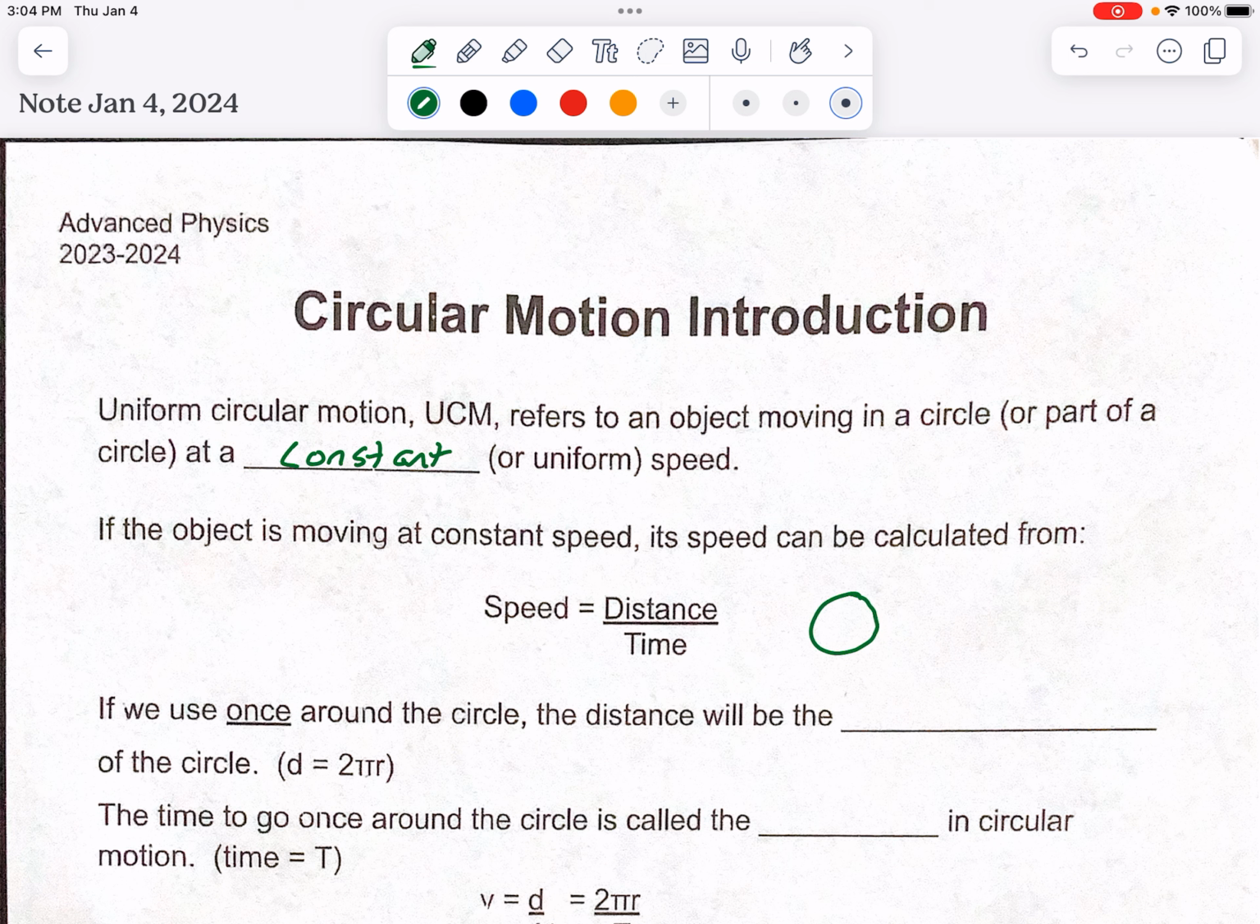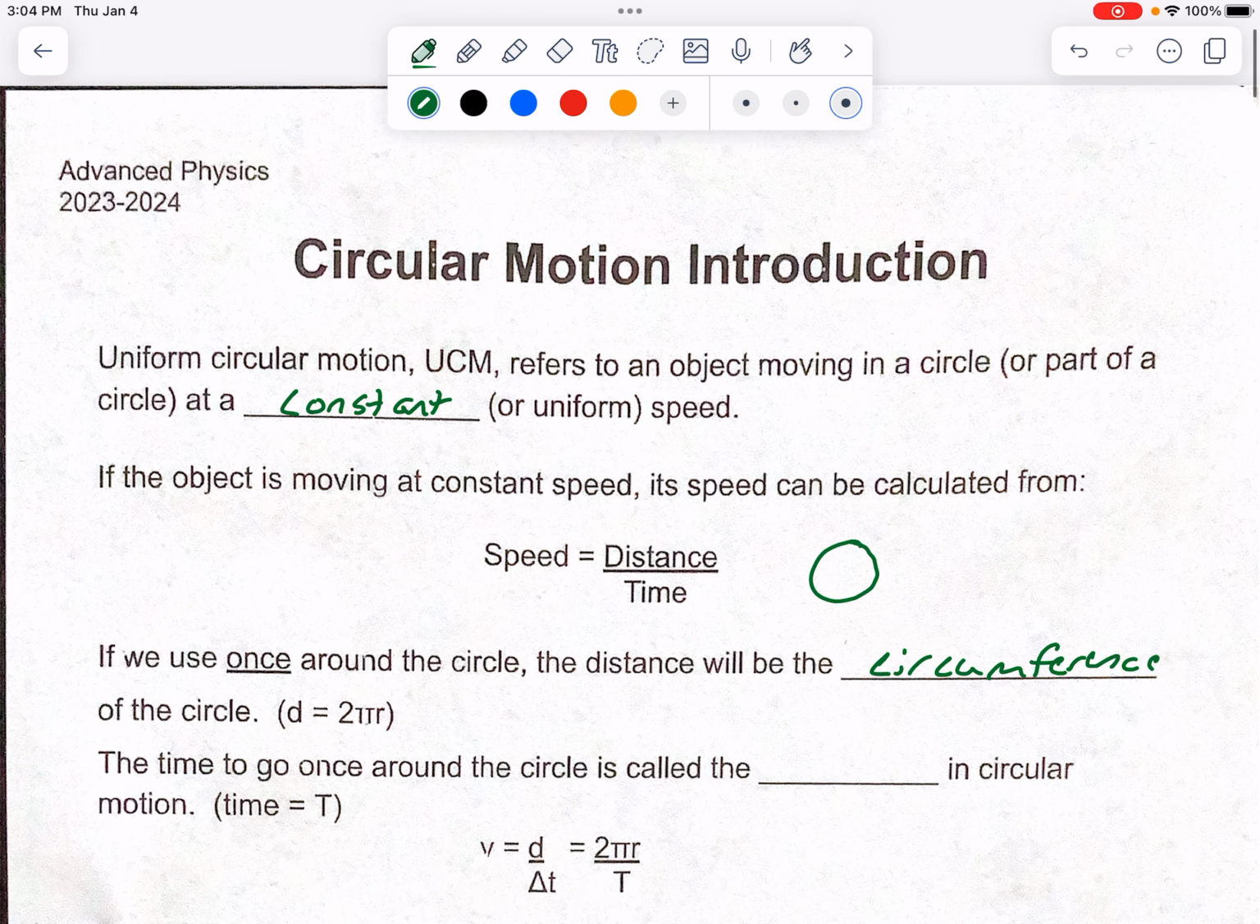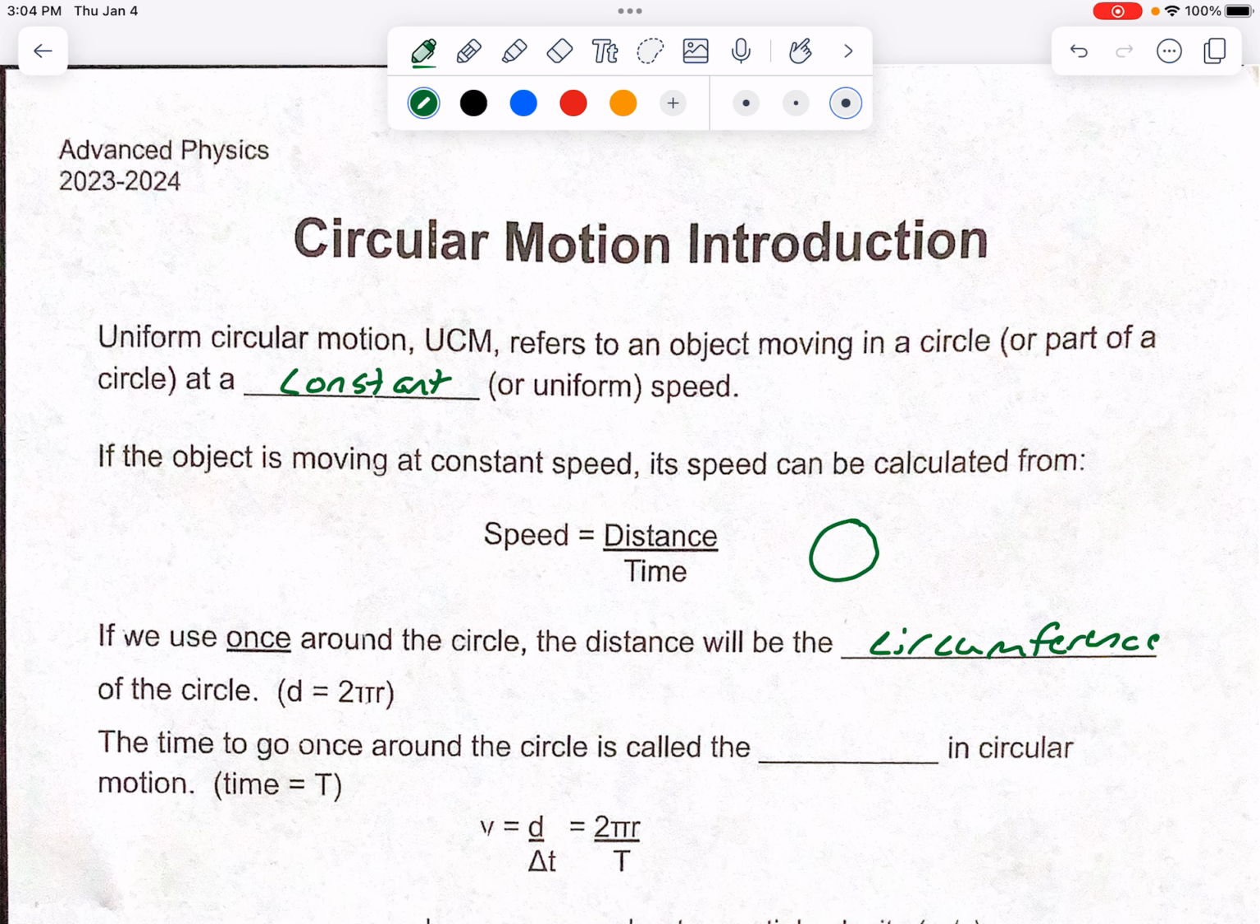Okay, so when we talk about distance, if we use once around the circle, the distance will be the circumference of the circle. Okay, so we're still basically doing distance over time, but now we're actually using the distance in a circle. So d equals 2 pi r. So remember, to find the circumference of a circle, it's 2 times pi times the radius. And then the time to go once around the circle is called the period.